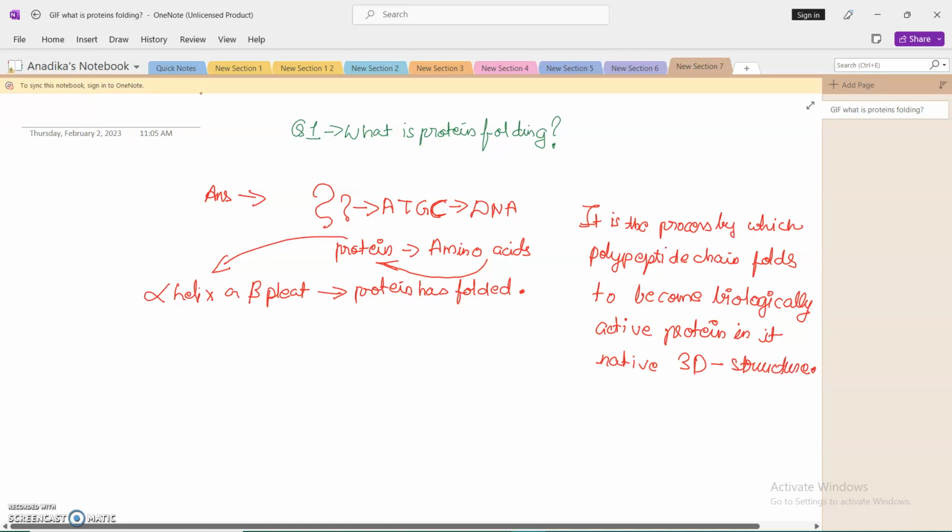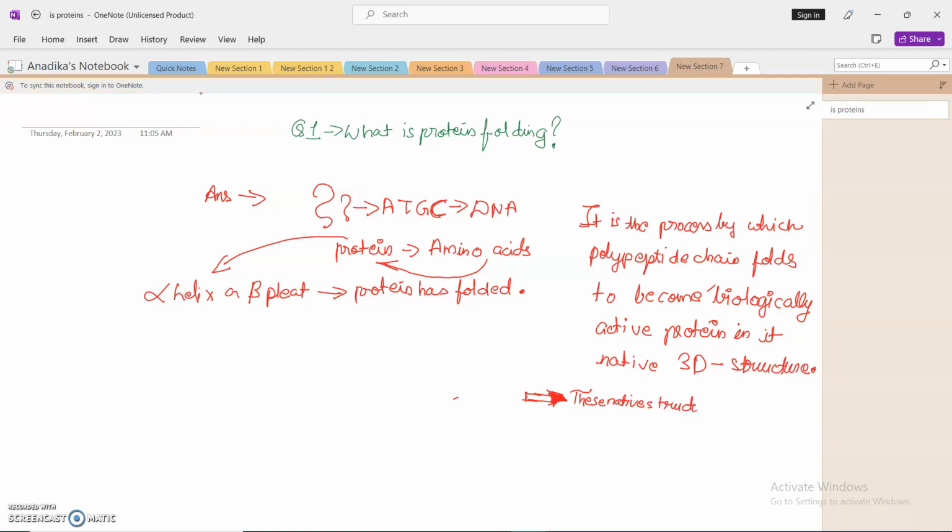Here we can also show that these native structures are held by various molecular interactions.